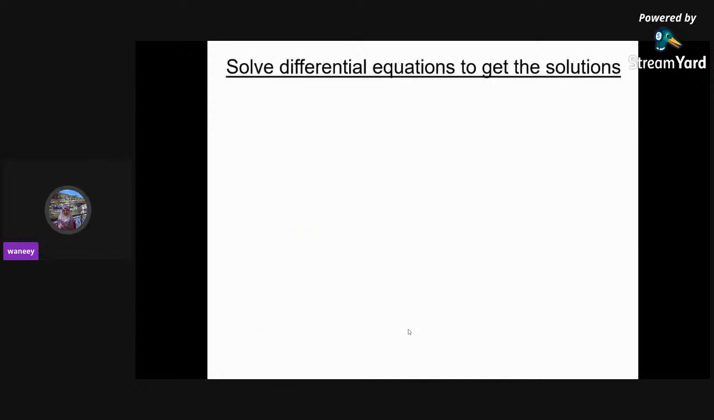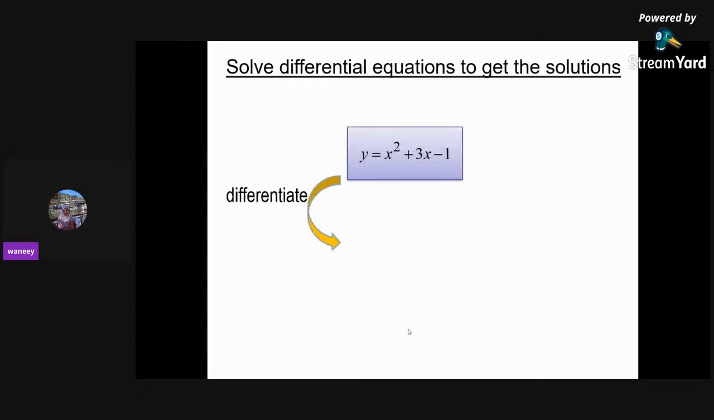Okay, so how to solve differential equation to get the solution? Okay, so if let's say y is equal to x squared plus 3x minus 1, and then we get the differential equation dy over dx is equal to 2x plus 3. So this is what happened when we differentiate them. But basically, what we have in chapter 2 is the derivative itself, dy over dx equal to 2x plus 3, and then we want to know how can we get the value of y.